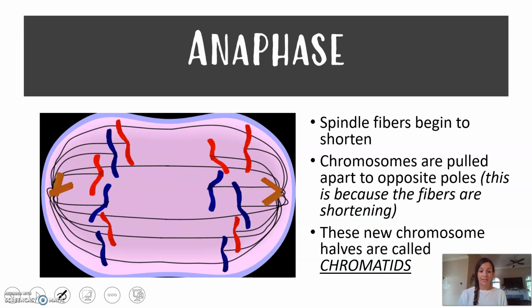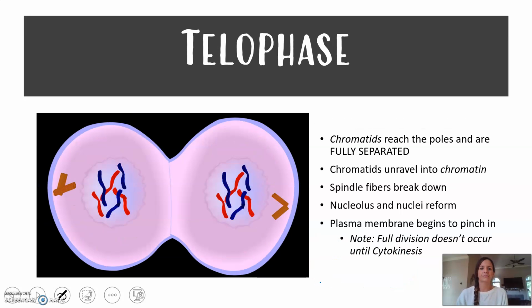Next we have anaphase. So in anaphase, those spindle fibers, they're all the way out, they're starting to pull back, they're starting to shorten. And as they shorten, they were already attached to the chromosomes at those centromeres, so the chromosomes split. So they split into 2. And those move to opposite ends of the cell. And these new chromosome halves are something called chromatids.